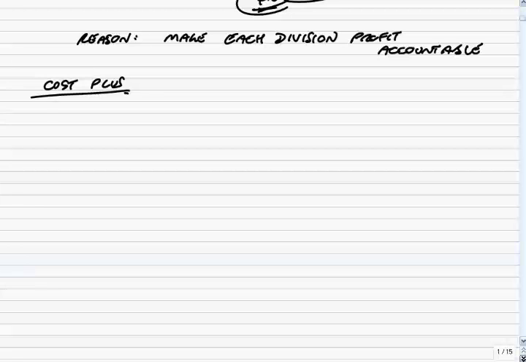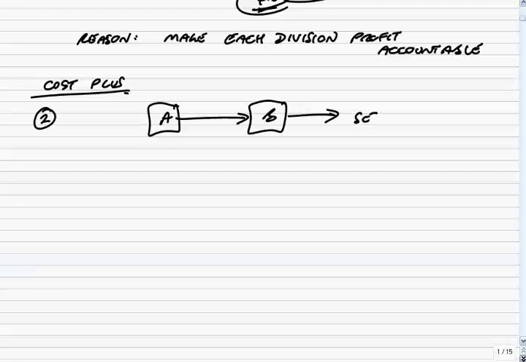Let me show you what I mean with example 2. Division A has costs of 15, they transfer to B, which has extra. So let's draw a picture again. Division A transfers to Division B. Division B sells outside.